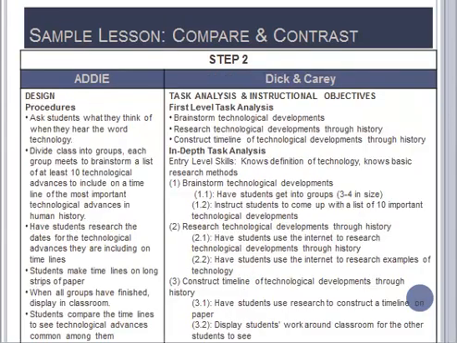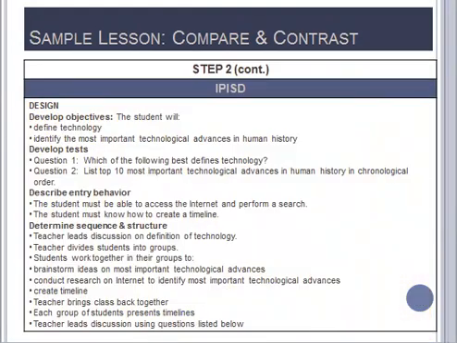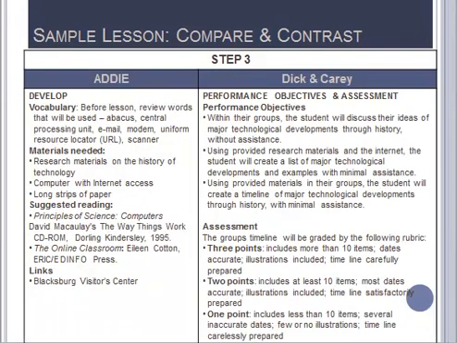In Step 2, one similarity between the ADDIE and the Dick and Carey model is that at this point, the details of what is actually going to be taught have been defined. Whereas in Step 2 of the IPISD model, the process is still more top-level and the details of instruction are developed in Step 3. In Step 3 of the ADDIE model, course content and materials are already in development. In the Dick and Carey model, this does not happen until Step 4.